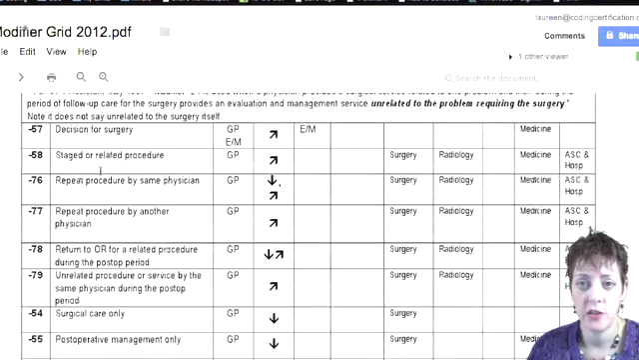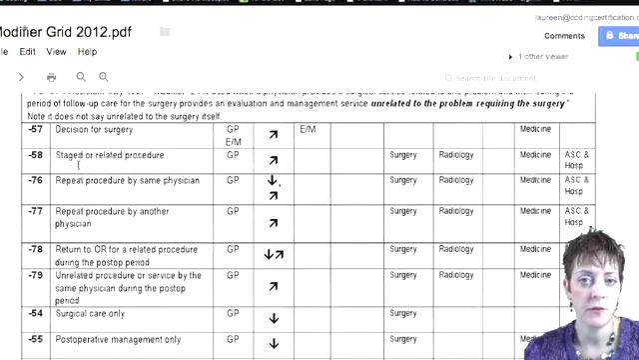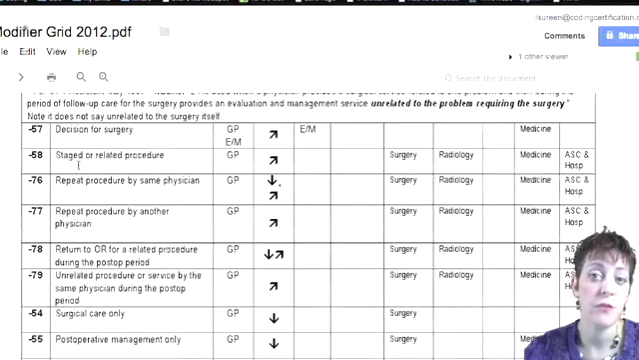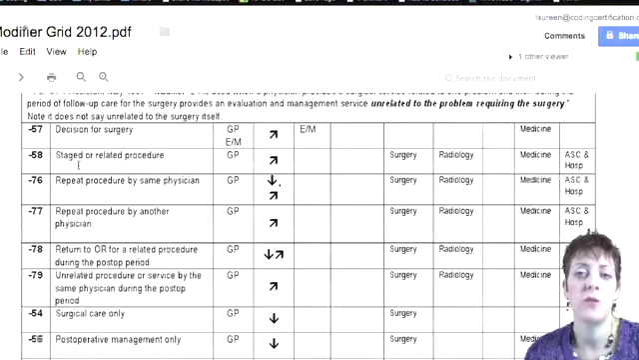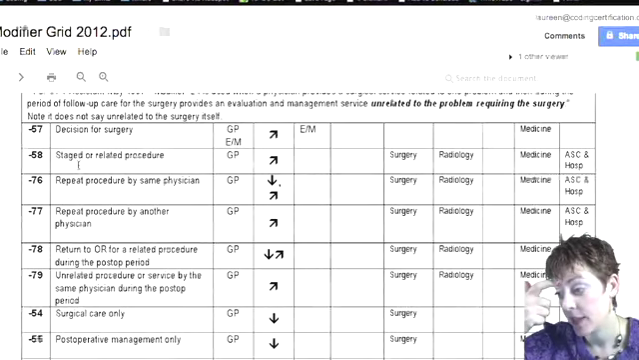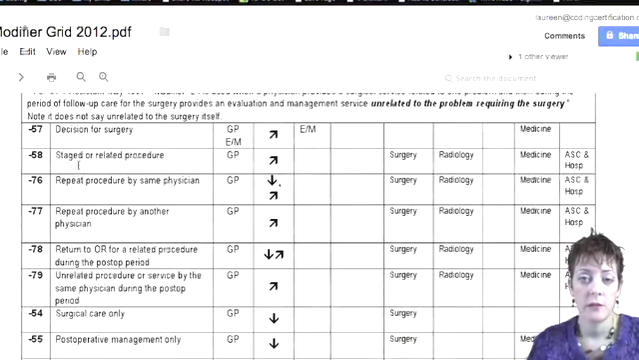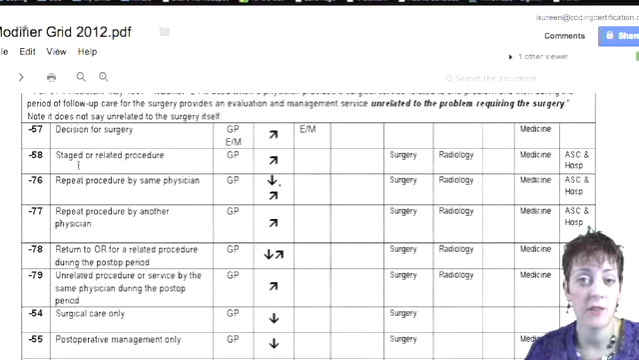58 is the staged or related procedure. The one that always comes to mind is cleft palate repair. It's very unlikely that they're going to be able to do the whole entire surgery in one operative session. So they know maybe in 45 days or 6 weeks, they're going to do stage 2 of the procedure. Because that's within the 90 days of the first procedure, they would need to use 58 on the second one to say that it's the second stage. Now the global period will reset from the date of the second surgery.